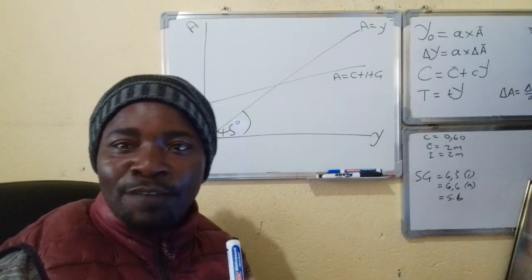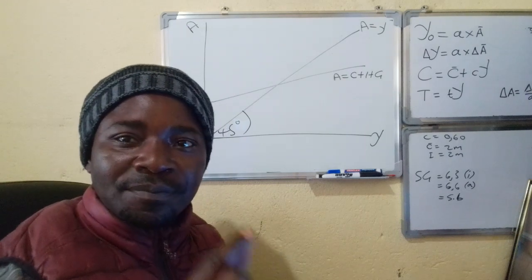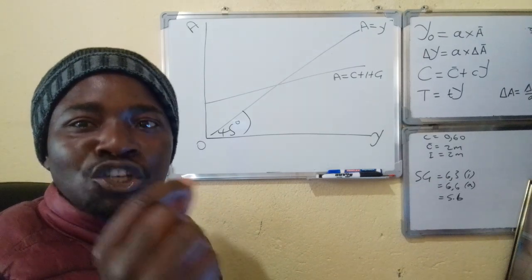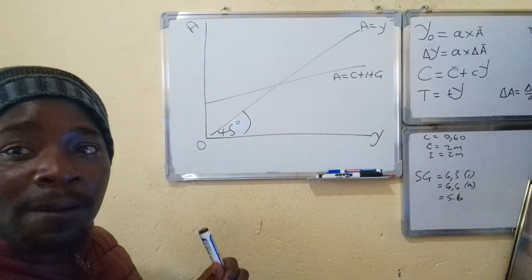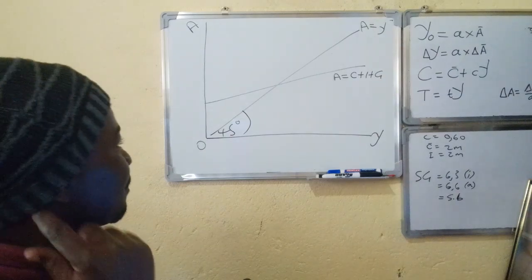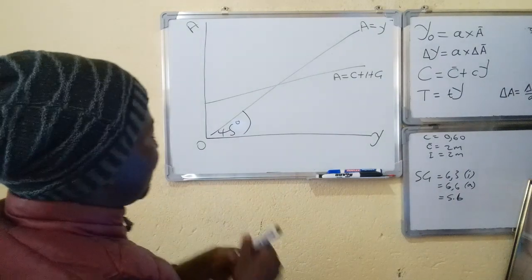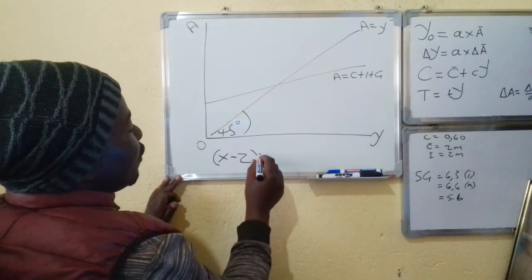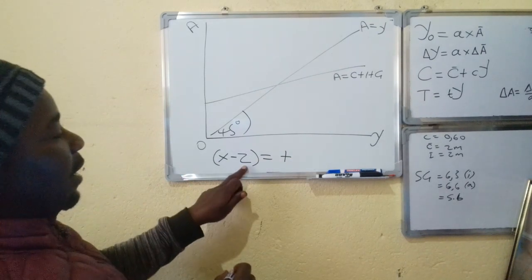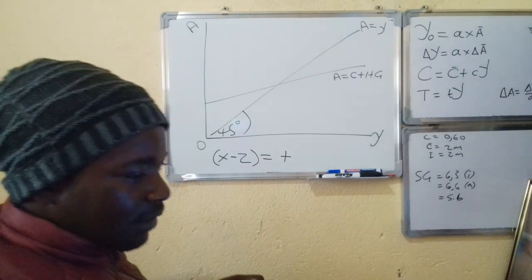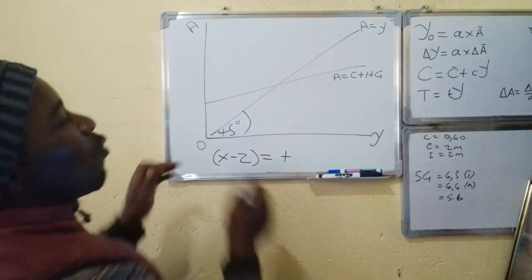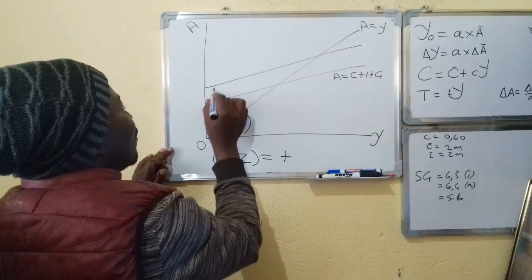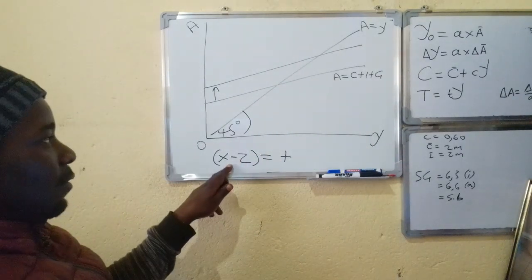But the imports have two portions. They have an autonomous portion and an induced portion, like the consumption. So basically, if now we have X minus Z, which is positive, exports are bigger than imports. When exports are bigger than imports, what will happen? It's simple, the same thing. This whole curve will now move upwards because we have added net exports.